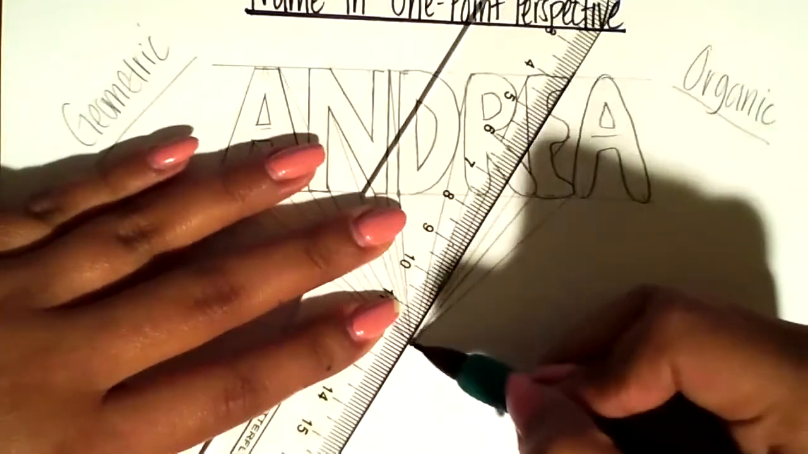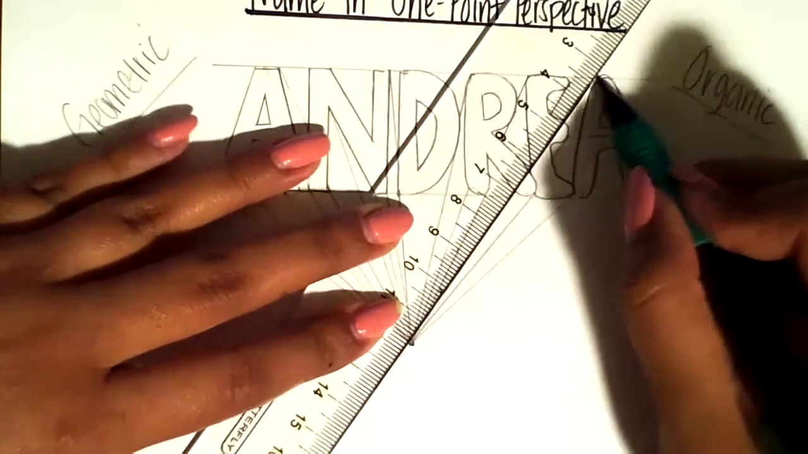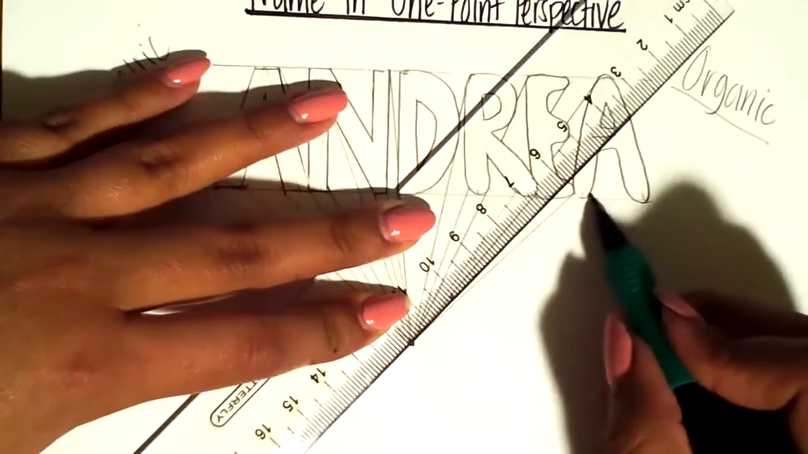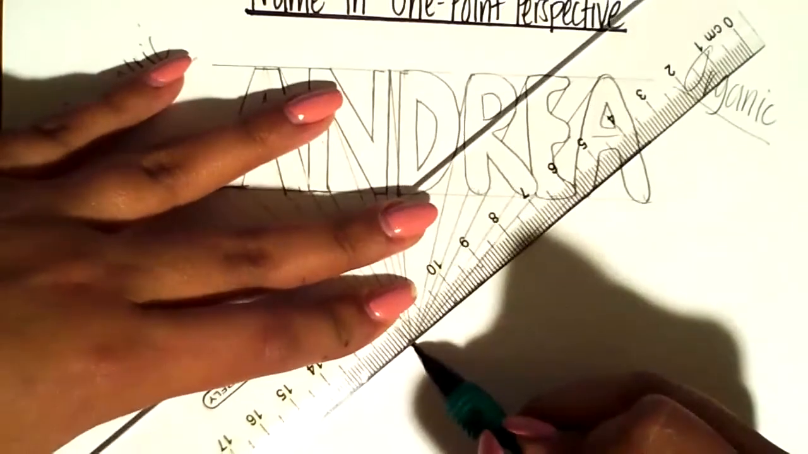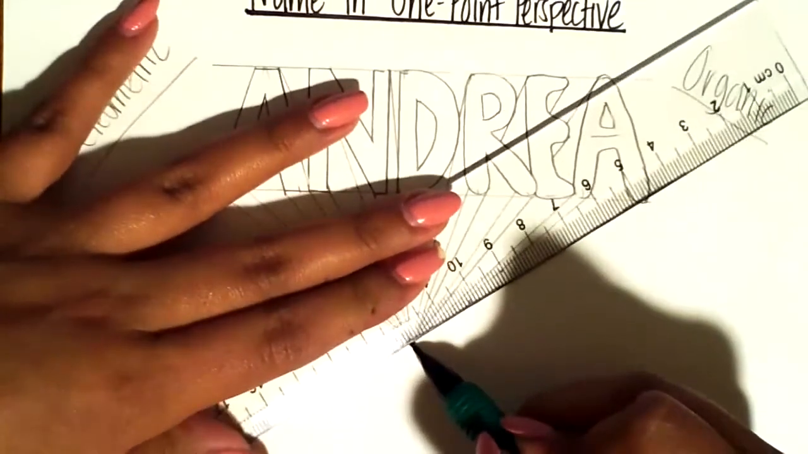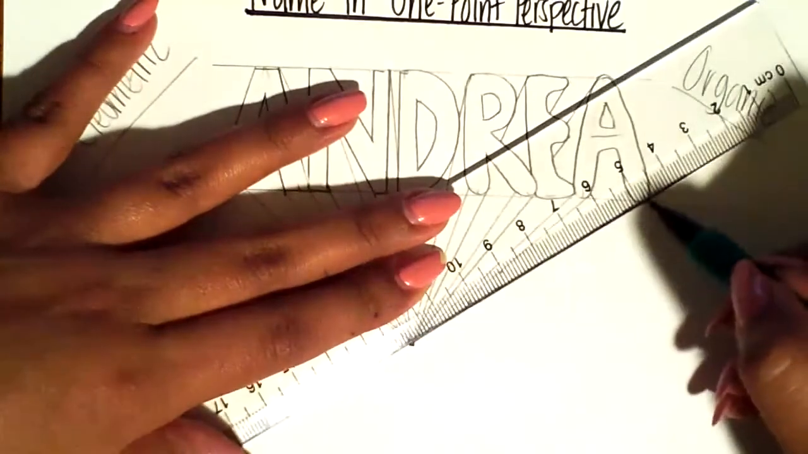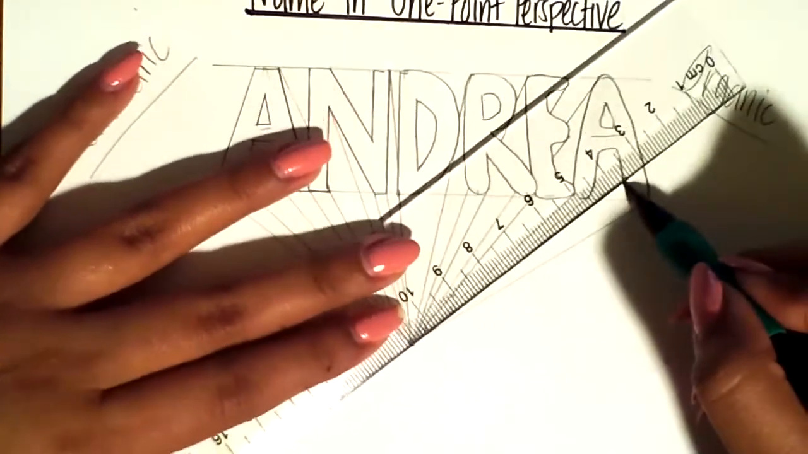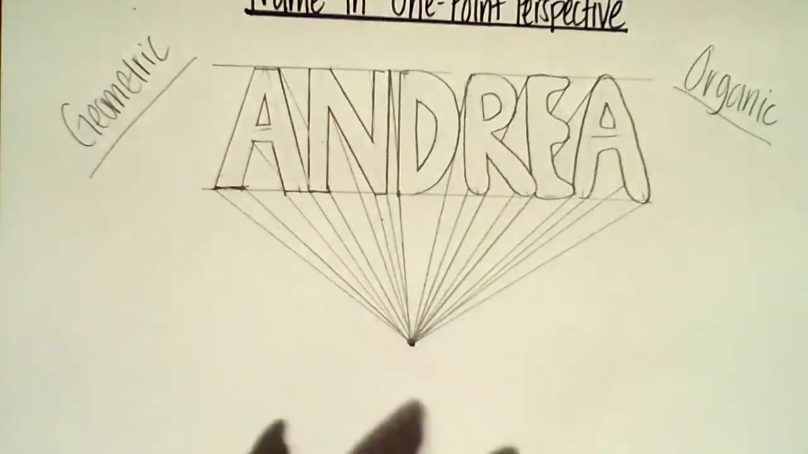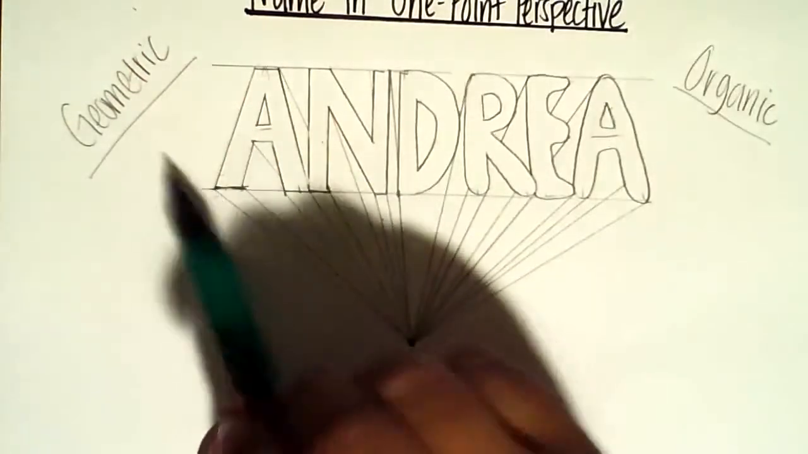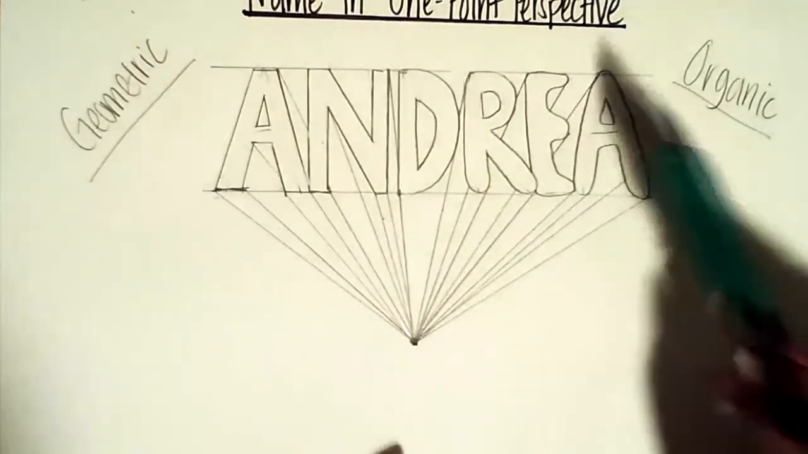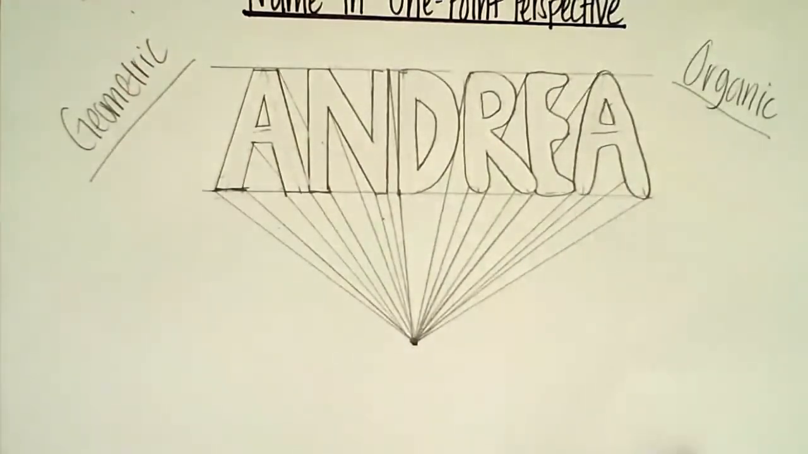And now the top of the A. As soon as my ruler touches the top of the A, I'm just going to make a line. As soon as it touches this edge, right there, I'm going to make a line. As soon as it touches that edge, I'm going to make a line. And I'm just going to make a line right here, just so that I won't get confused later on in this curve. So there we have it. Every single corner of the geometric area is connected to the vanishing point, and every single edge from the organic area is connected to the vanishing point.